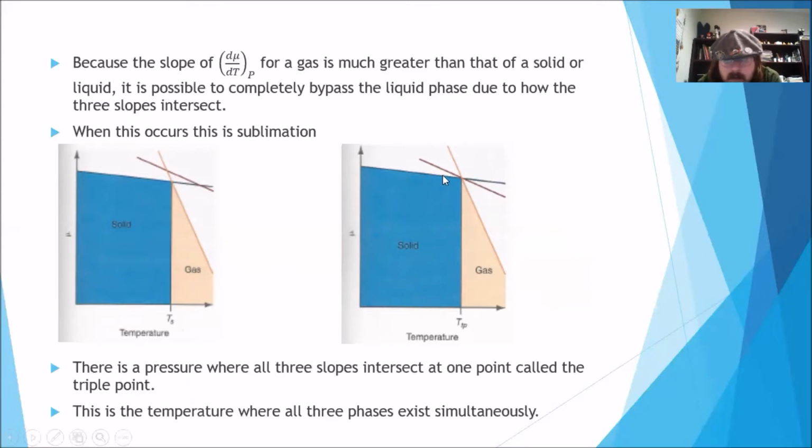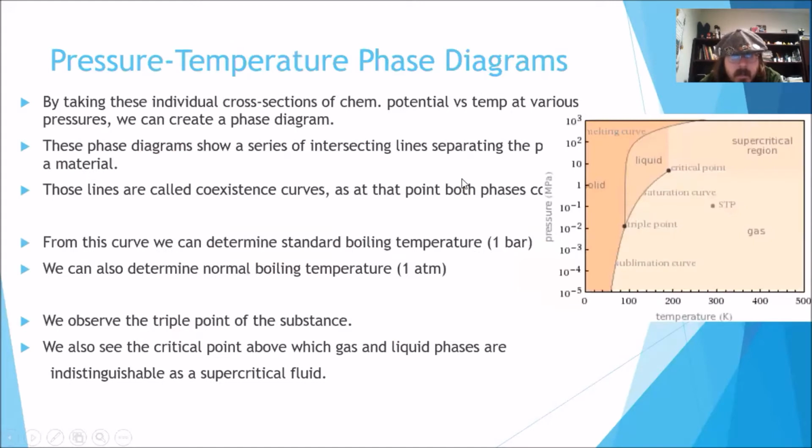Now, if all three lines intersect, you go solid, liquid, gas all at the same time. That's our triple point. You might recognize that from our phase diagram. The temperature where all three phases can exist simultaneously. And this will get us to our standard pressure temperature phase diagram. By taking these individual cross-sectional chemical potential and temperature plots at various pressures, we create this.